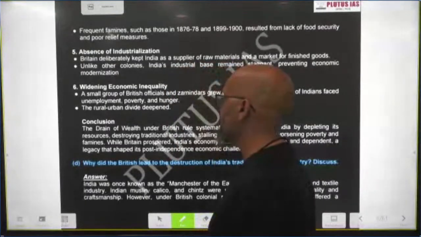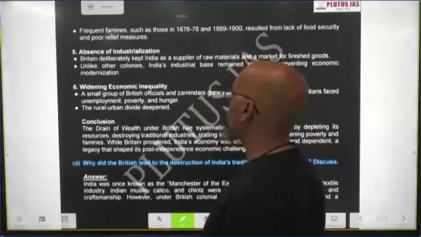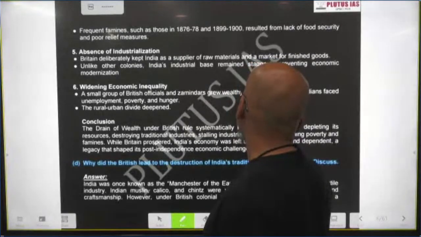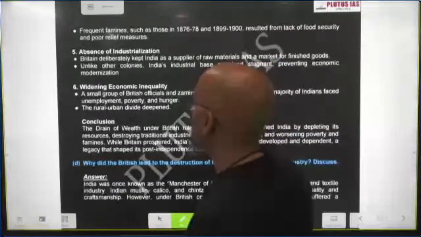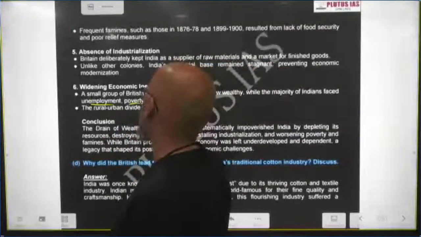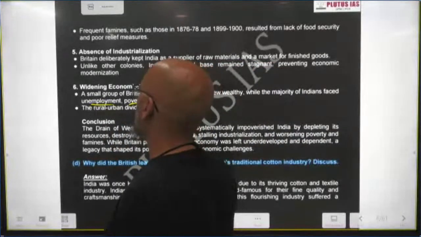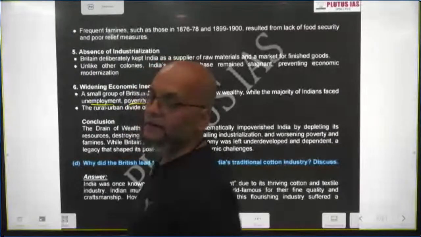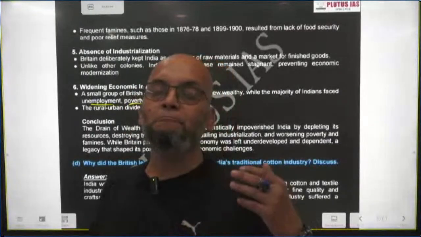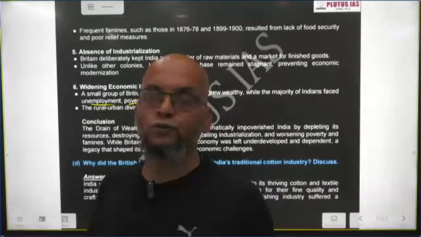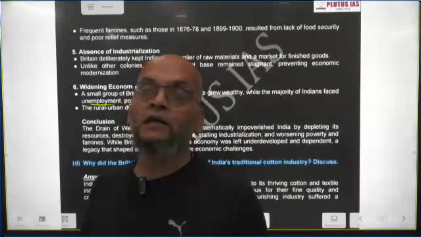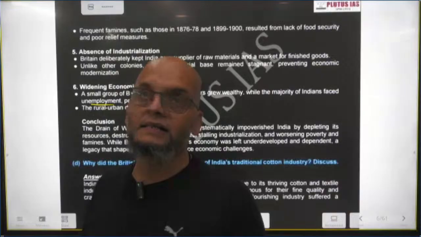Widening economic inequality. A small group of British officials and zamindars grew wealthy, while the majority of Indians faced unemployment, poverty, and hunger. The rural-urban divide deepened. Urban areas became more advanced in comparison to rural areas, more equipped with basic amenities in comparison to rural areas.